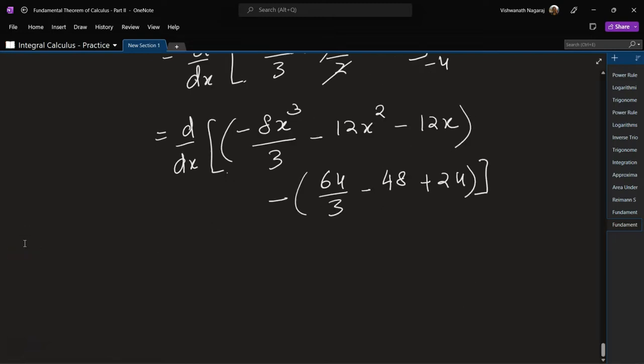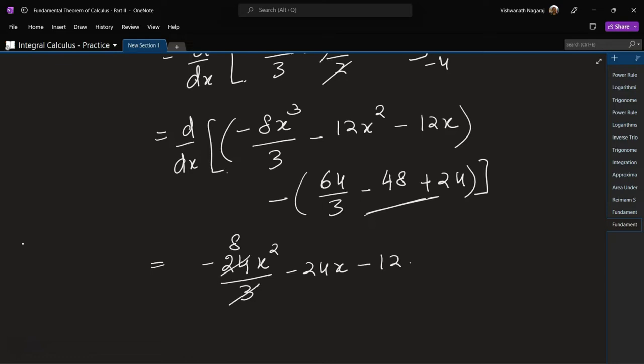Now let's see. Nothing can be simplified. We don't need to bother with adding up all these, because if we are going to differentiate, this whole thing will become 0. So let's differentiate. Minus 3 times 8 times 2 x square by 3 minus 24x minus 12. This becomes 3 eighths. So finally the result is minus 8x square minus 24x minus 12.